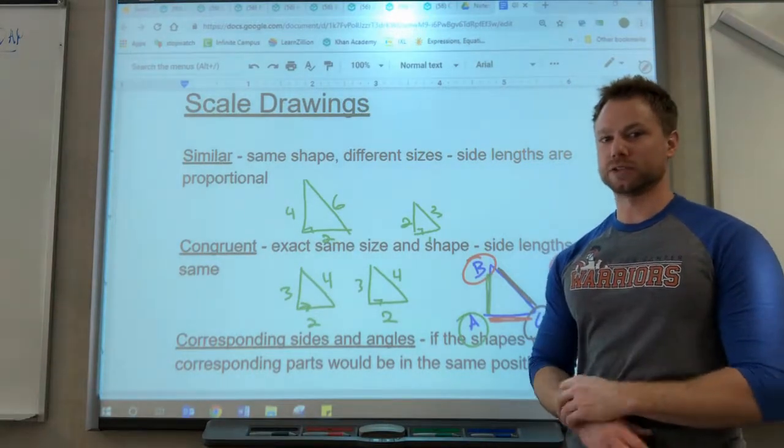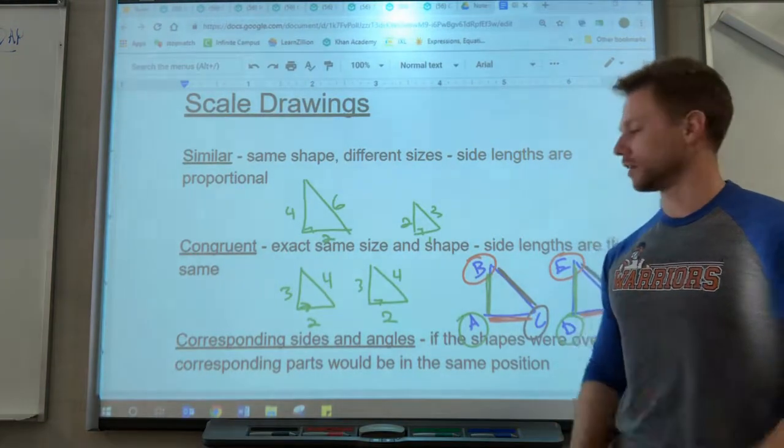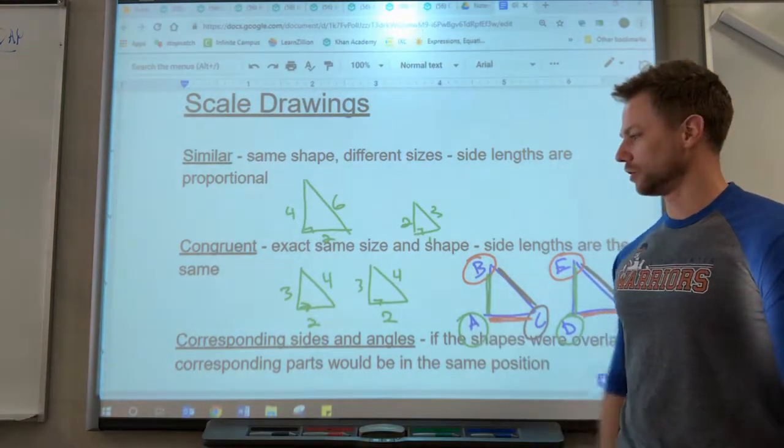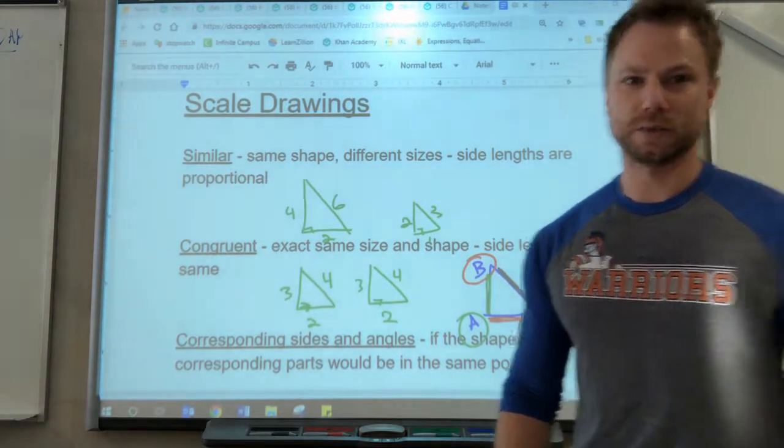Okay, and that's going to help us solve for different side lengths, different angles, solve different problems. So that is going to be really important to understand what corresponding means. Okay, that's all for notes. Let's look at some practice.